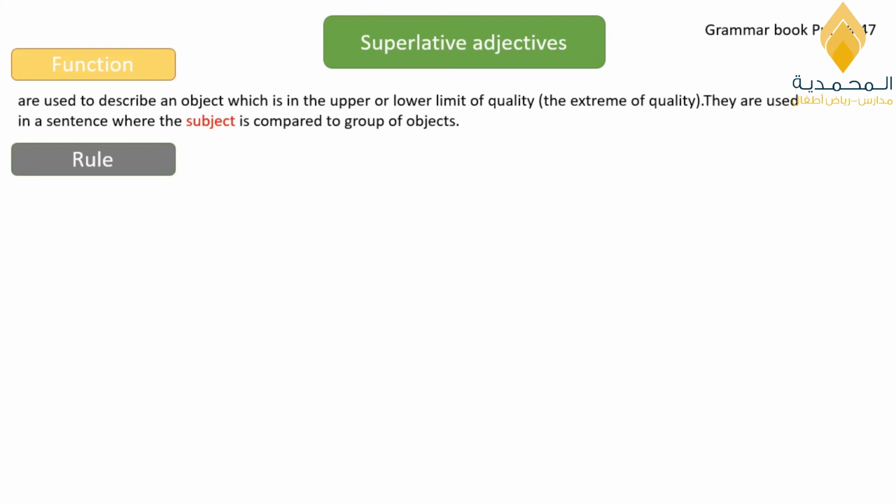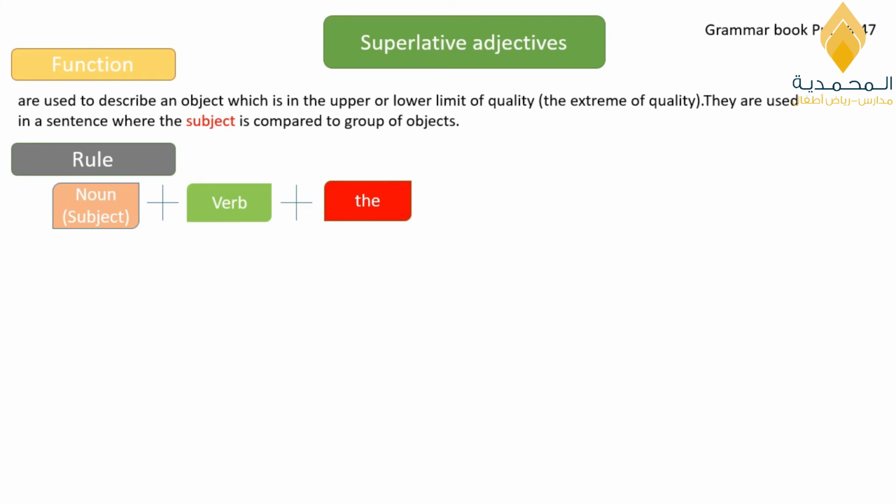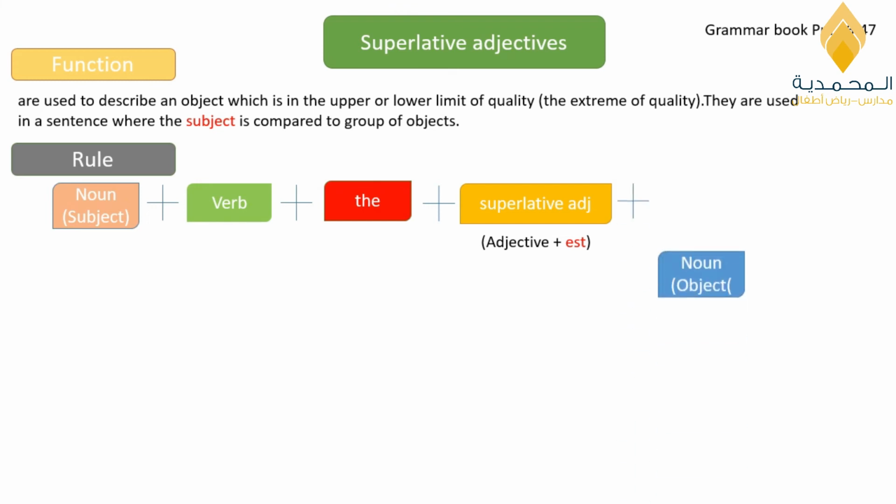Let's see the rule. The first thing, I put the noun or the subject. After that, the verb. Then I put the. After that, the superlative adjective, which is the adjective, and we add est to the adjective. After that, I put another noun or the object. Let's see some examples.